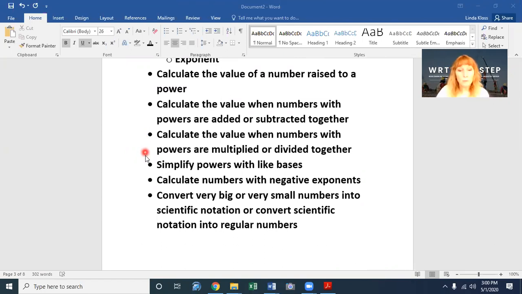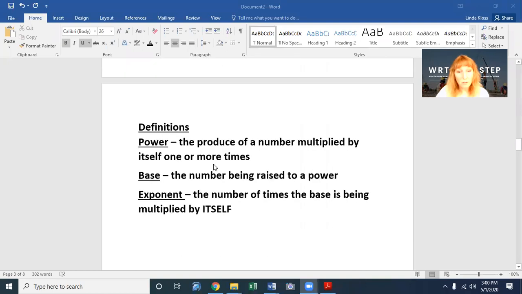You should be able to simplify powers with like bases, calculate numbers with negative exponents, and convert very big or very small numbers into scientific notation or convert scientific notation into regular numbers. I know that sounds like a lot, but most of it is interconnected, and I think you'll be just fine. So let's begin. Let's start with a few definitions.